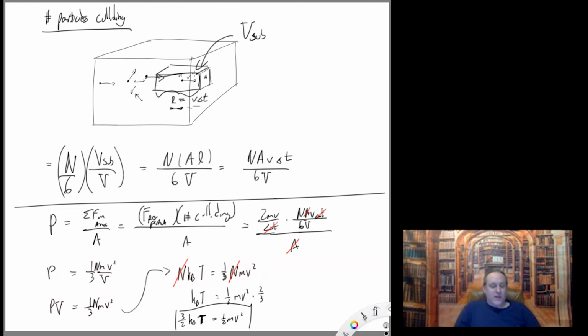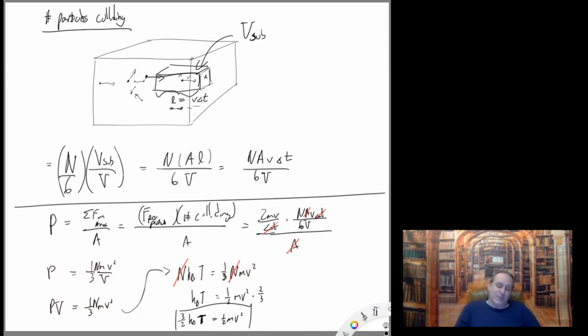So it turns out that this equation is correct for each kind of mass. So if you take all of the oxygen molecules in the room you're in, they are going to have the same average kinetic energy as all the nitrogen molecules. But because their masses are different, their velocities will be different. So we're going to get into that in a minute.